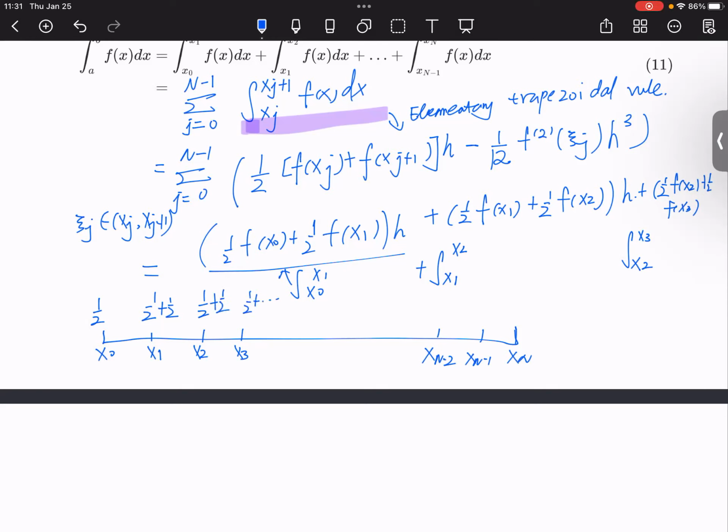And all the way down to the integral from xn minus 2 to xn minus 1, where you would get the coefficients 1/2 for here and 1/2 for here. And if we focus on the integral on the last interval, we will have 1/2 for this one and minus 1, and we also have 1/2 for xn.